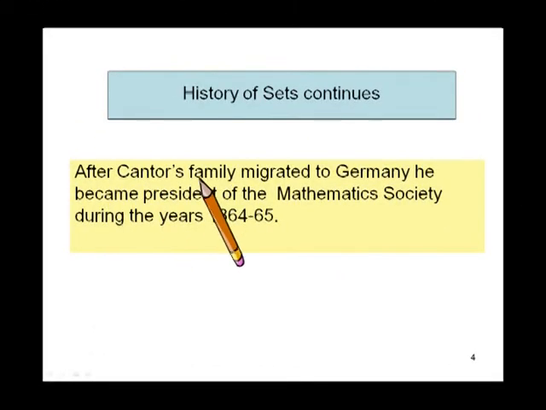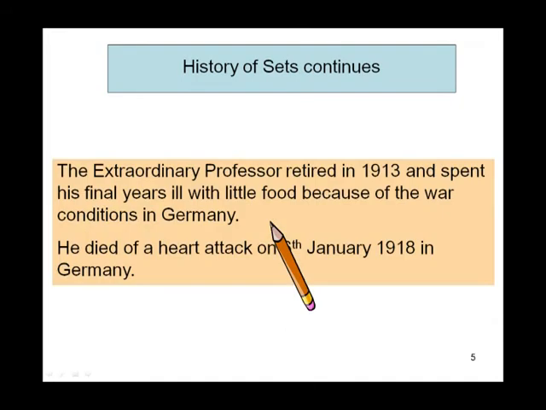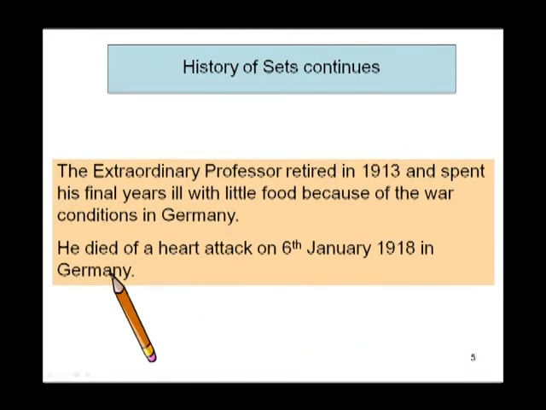History of sets continues. After Cantor's family migrated to Germany, he became president of the Mathematics Society during the years 1864-1865. The extraordinary professor retired in 1913 and spent his final years ill with little food because of the war conditions in Germany. He died of a heart attack on the 6th of January 1918 in Germany.